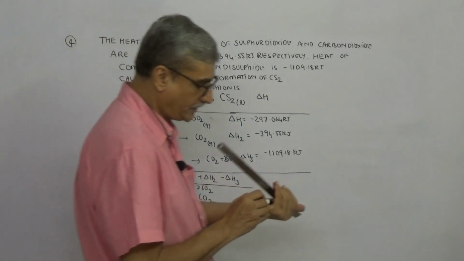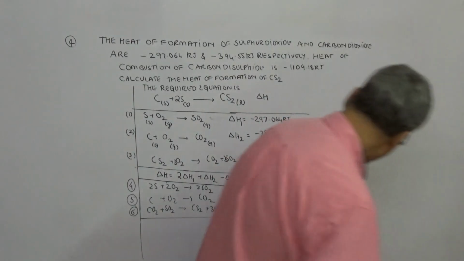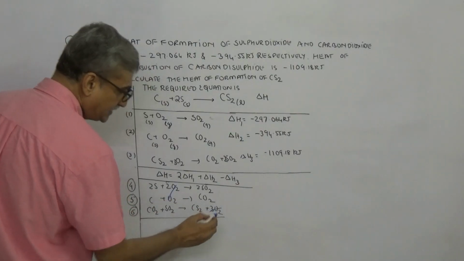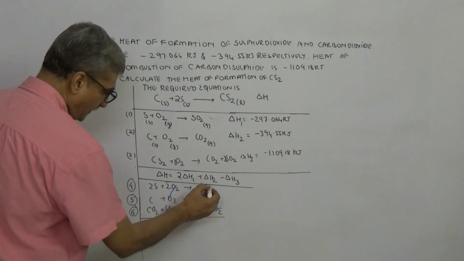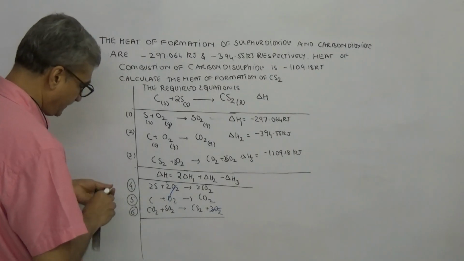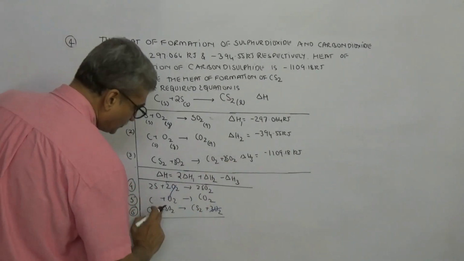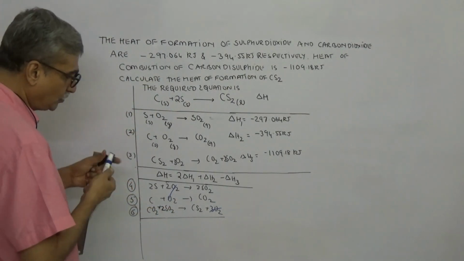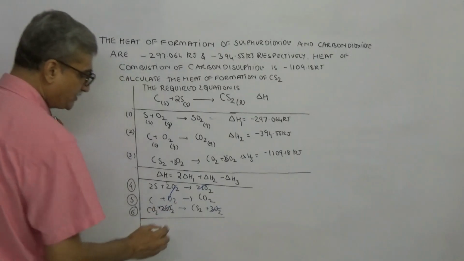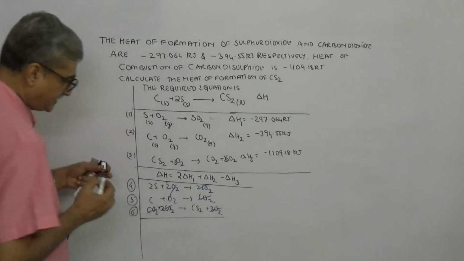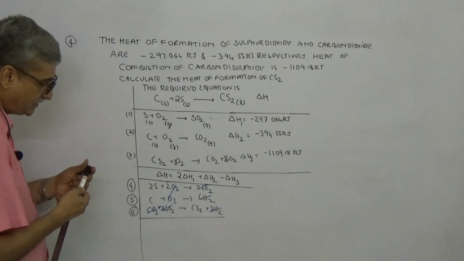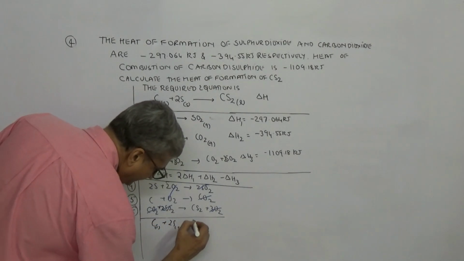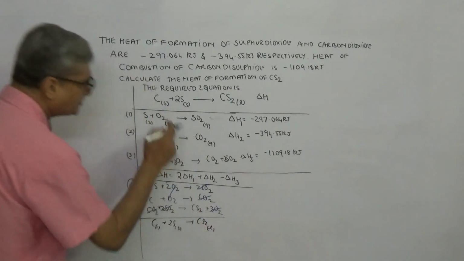So let us see what happens over here. 2 plus 1, 3, 3O2 gets cancelled with this. This should have been 2SO2, I'm sorry. CO2 plus 2SO2. So this 2SO2 and this 2SO2 get cancelled. CO2 and CO2 get cancelled. So what is the net reaction that is left? The net reaction is carbon solid plus 2S solid forms CS2 liquid, same as what is required.